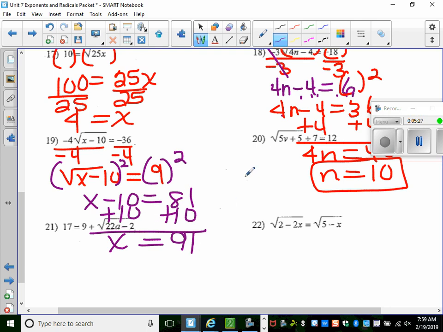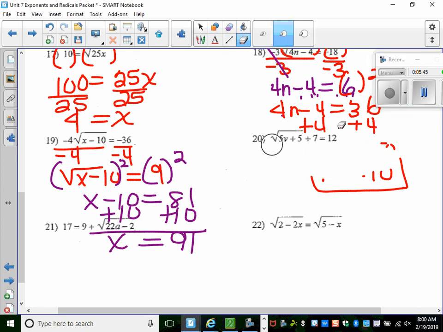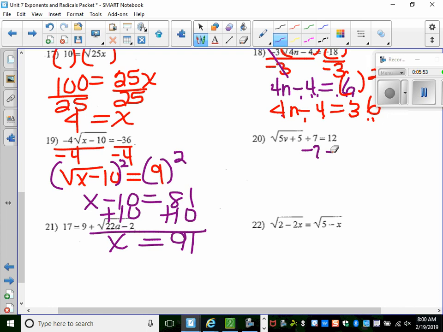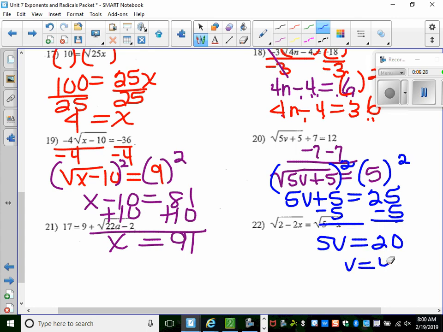All right, let's do number 20. What if you don't have something being multiplied by the radical, but you have something that says plus 7 over here? How do you get rid of a plus 7? What's the opposite of plus 7? Subtracting. Very good. So we're going to subtract 7 from both sides. It doesn't matter what the operation is, you just do the opposite to move it over. So then I'll have the square root of 5v plus 5 equals, and what's 12 minus 7? 5. And then what's my next step? Square both sides. Then I have 5v plus 5 equals 25. Then we'll subtract 5 from both sides. 5v equals 20. So v equals 4.